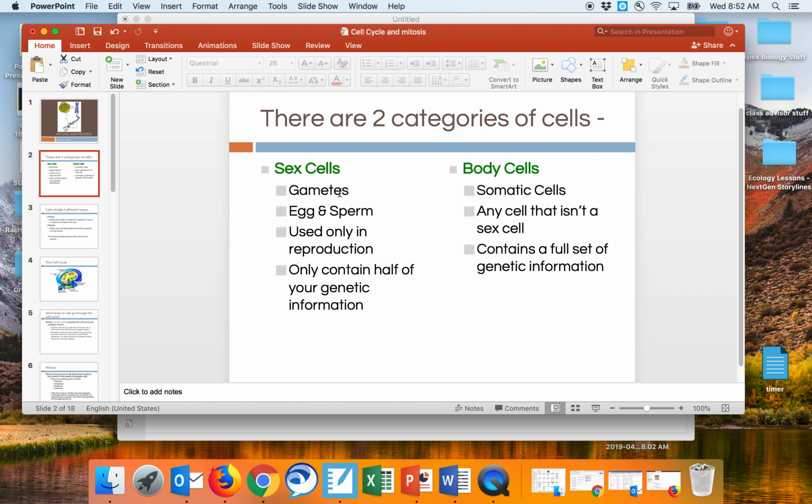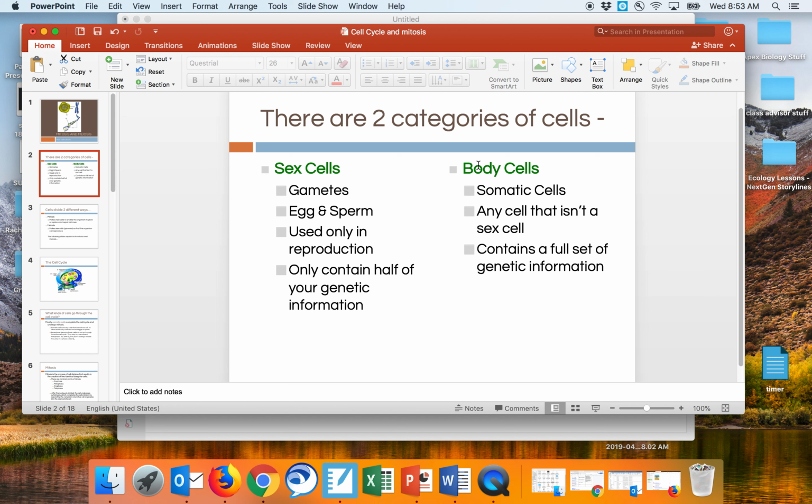Sex cells are also called gametes. Sometimes you'll hear them referred to as egg or sperm. And they are only used in reproduction. Lastly, they only contain half of your genetic information.